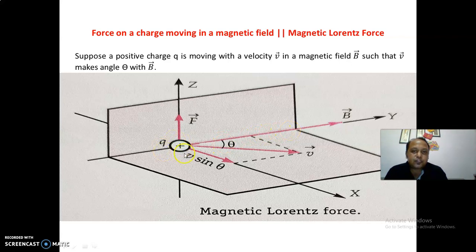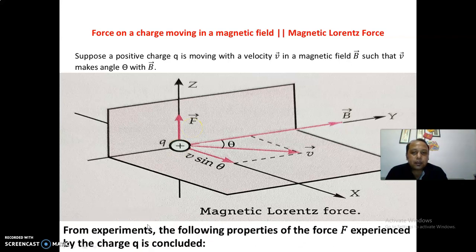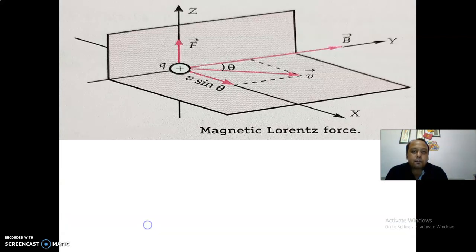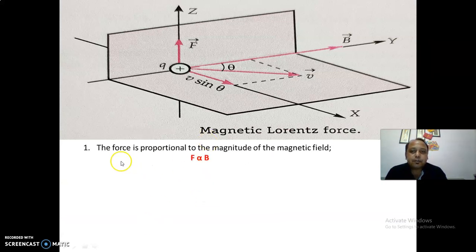So there will be some force which acts on the charged particle, which is shown by F. In the z direction, the velocity vector and the magnetic field are in the xy plane. So the resultant force on the charged particle is along the z direction. So we are going to discuss this force only, and we are going to see on which factors this force depends.